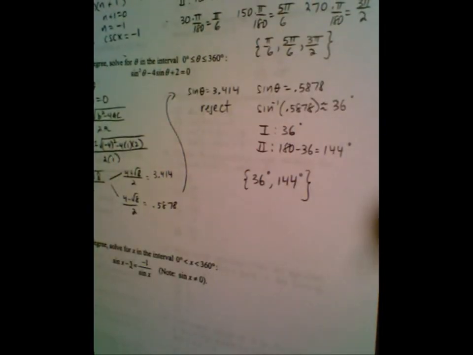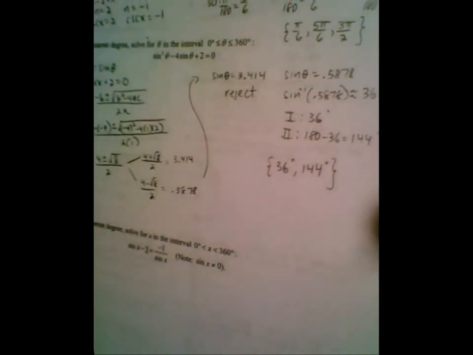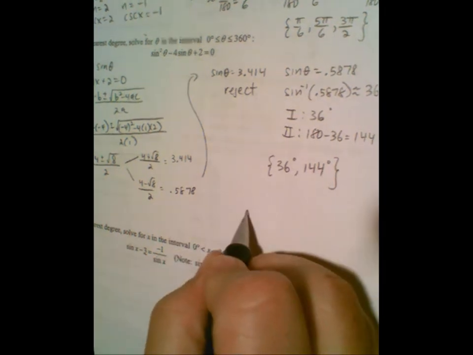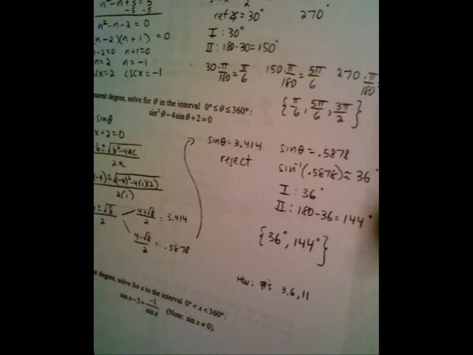Not bad, right? Not a bad start. Your homework is going to be numbers 3, 6, and 11. Homework. Numbers 3, 6, and 11 from the exercises section. From the exercises section of this packet. So numbers 3, 6, and 11.